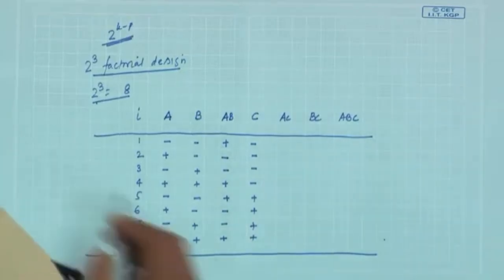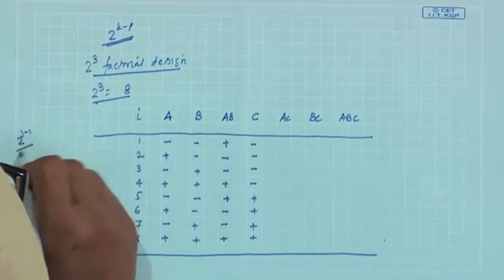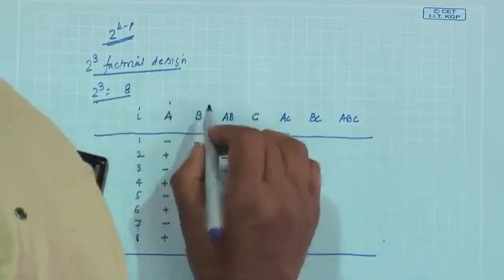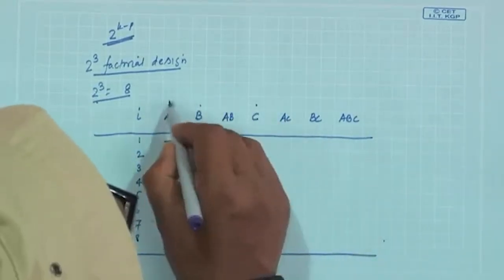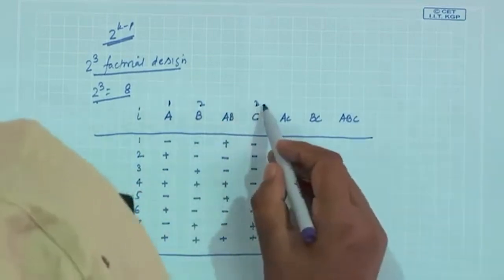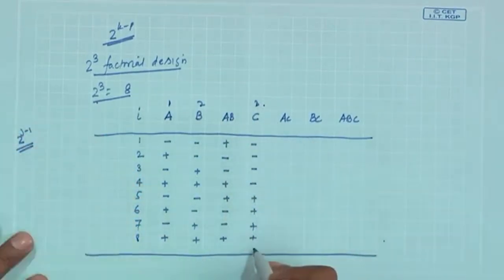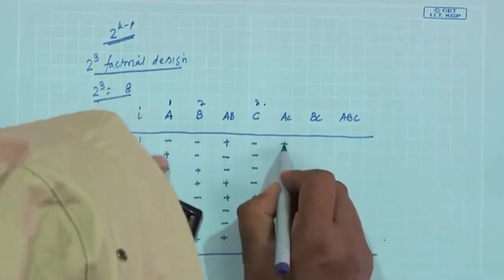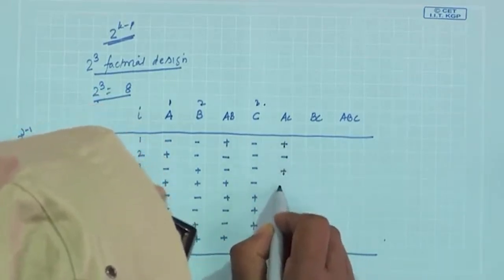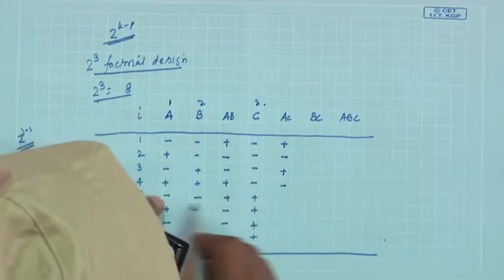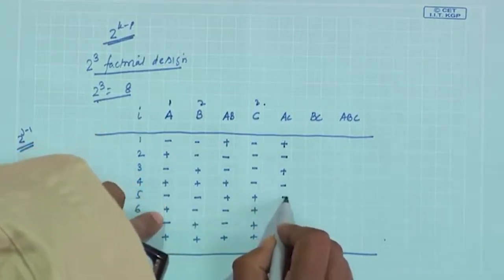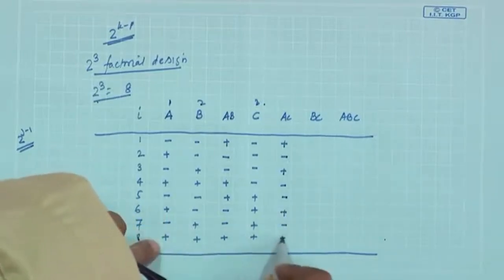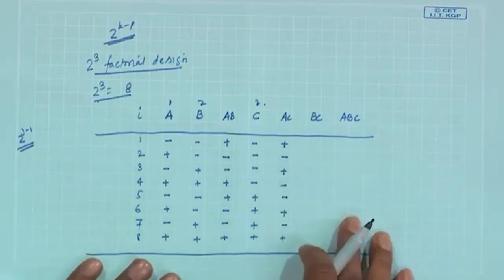Okay. If you recall, I said that 2 to the power j minus 1 minus followed by plus alternately, when j equals 1, 2, here 3. This is the first vector, second vector, third vector. So, 2 to the power 3 minus 1 means 2 to the power 2, it is 4. So, 4 minus followed by 4 plus. Then what happens? AC, if you multiply A and C, this is plus, this is minus, this is plus, this is minus, then this one will be minus, this will be plus, minus, plus, minus, plus, plus, plus. So, 4 plus and 4 minus will be there.